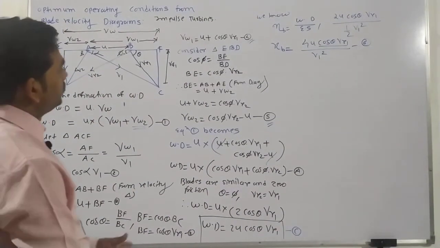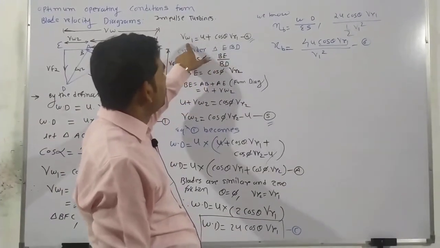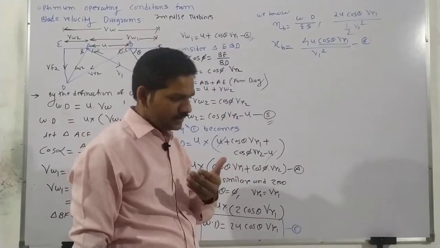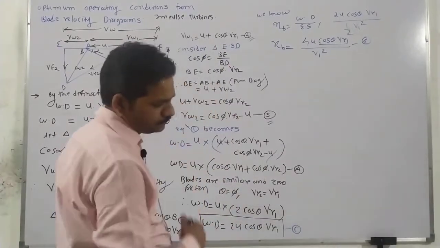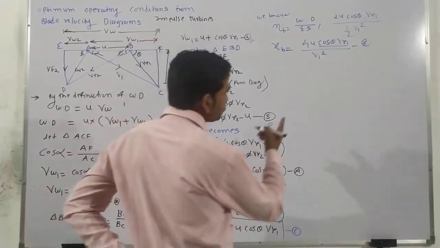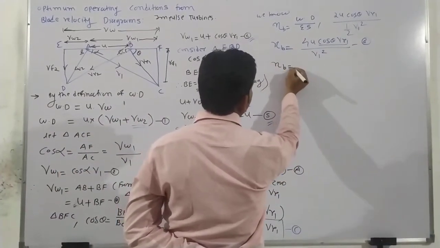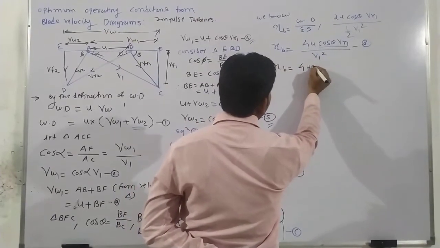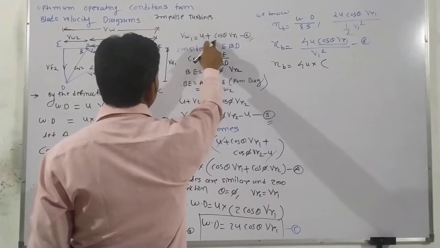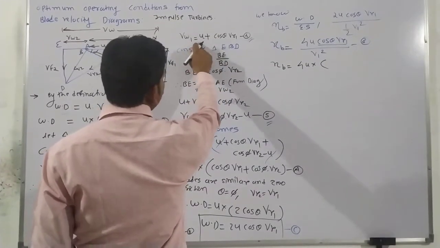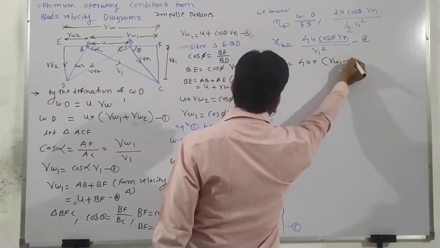So where is this value? Here. Cos theta f1 is equal to VW1 minus U; we get this value if you consider here. Yes or no? Yes. Then see here, I change this equation: NB is 4U into this cos theta. So if you replace this, what do you get here? You get VW1 minus U.